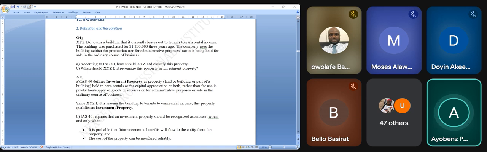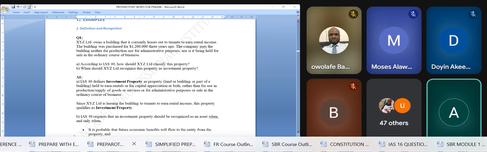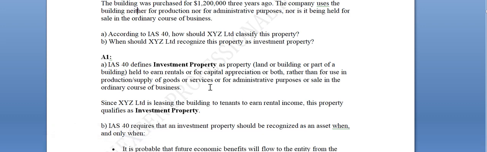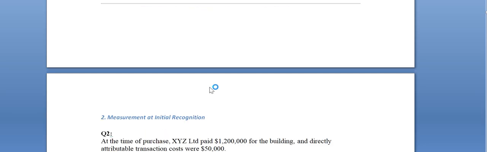So also we have the B part, which says, when should XYZ Limited recognize the property as an investment property? It should recognize it if the criteria are met. Probability is one, and the second is the reliability of being able to measure the cost accurately. So it's as simple as that. That alone, I think, will help you to build up. Let's also look at another question, and then we shut down tonight.